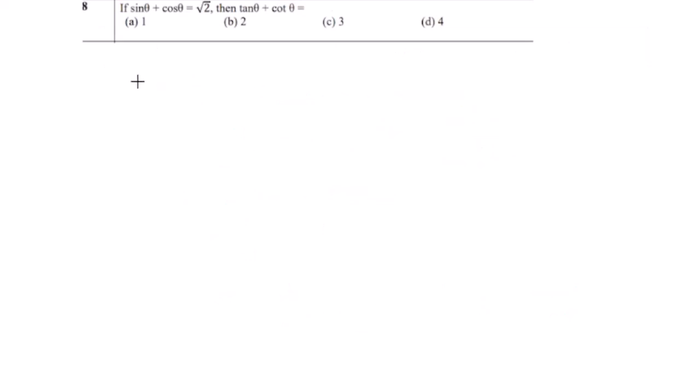Now we'll see the 8th question. In the 8th question we are given sin theta plus cos theta is equal to square root of 2. We have to find out the value of tan theta plus cot theta. What is the value of tan theta plus cot theta? For that, we'll take this first statement, that is sin theta plus cos theta is equal to root 2.